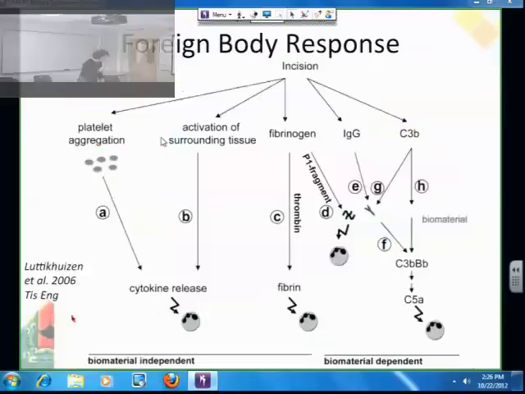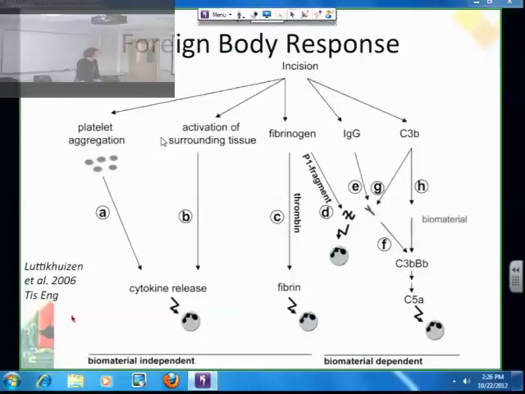To summarize a little bit so far, when you have an injury that's caused for any reason, but you have a biomaterial that is part of the injury, some of the processes that happen are biomaterial independent. They would happen even if it was just a normal injury, like a cut, and some of them are dependent on a biomaterial. So I think the schematic illustrates it in a slightly different way, so that's why I put it here.